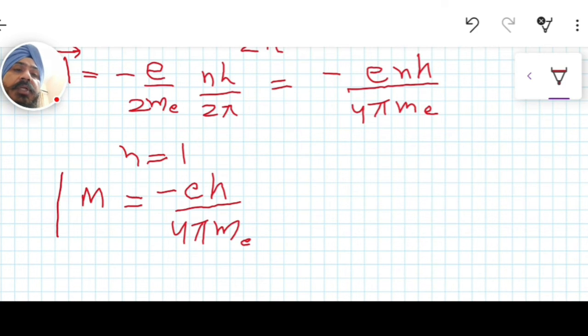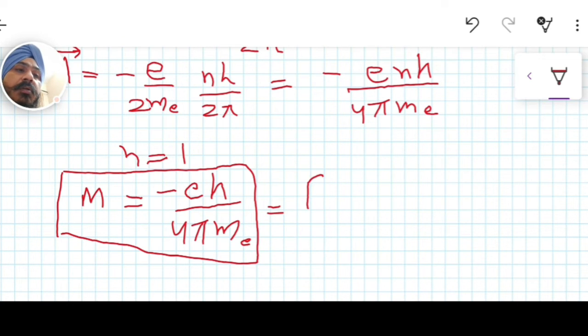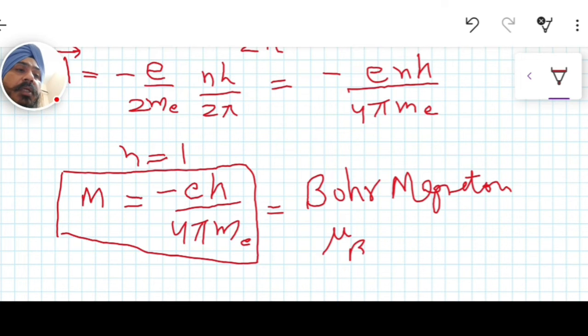This factor is very important and is called the Bohr magneton, and its symbol is generally written as mu b. This is the strength of the magnetic field which will be developed by the electron revolving in the first orbit of the hydrogen atom. So do not bother about the magnetic dipole moment as a new name. It is just the strength of the magnetic field.